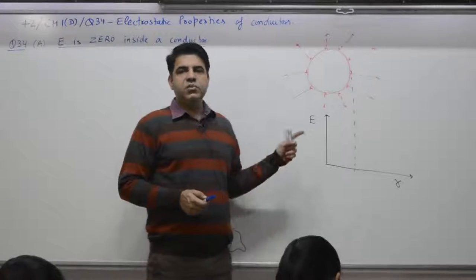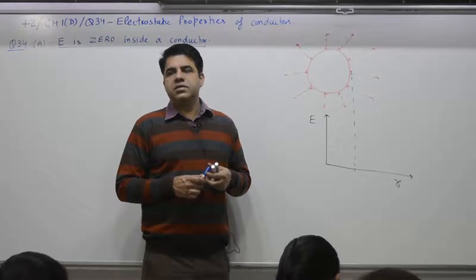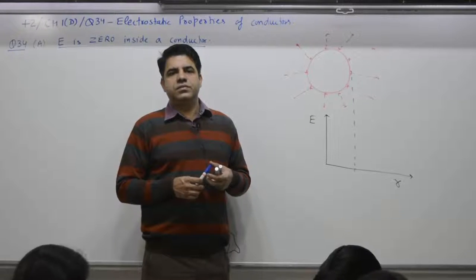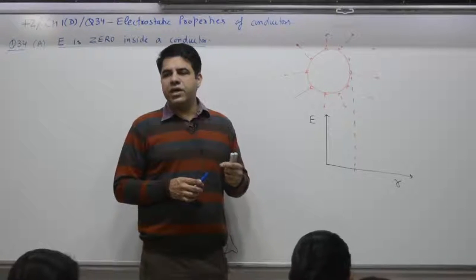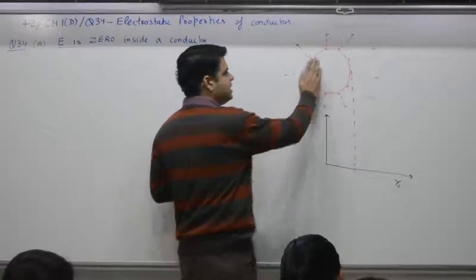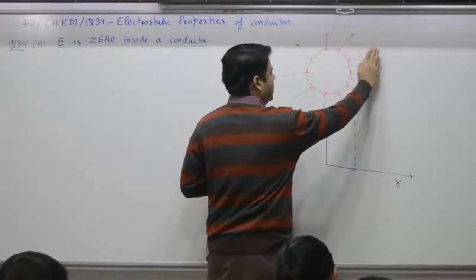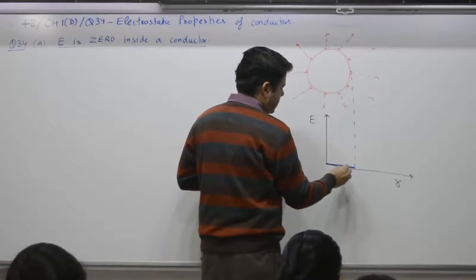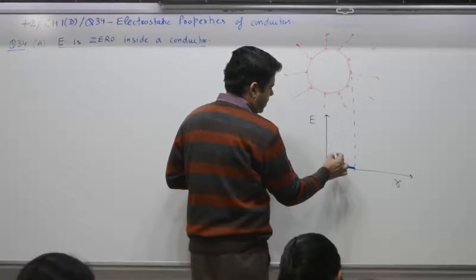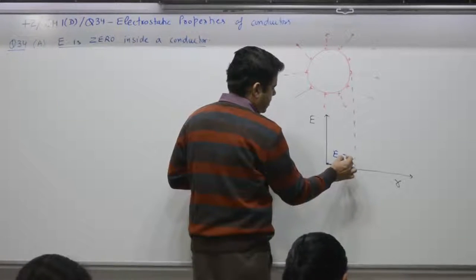Yes. What about inside? Why 0? E represents what? Number of lines per unit area. There is no field line inside. Field lines are only outside. That is why inside E is 0.